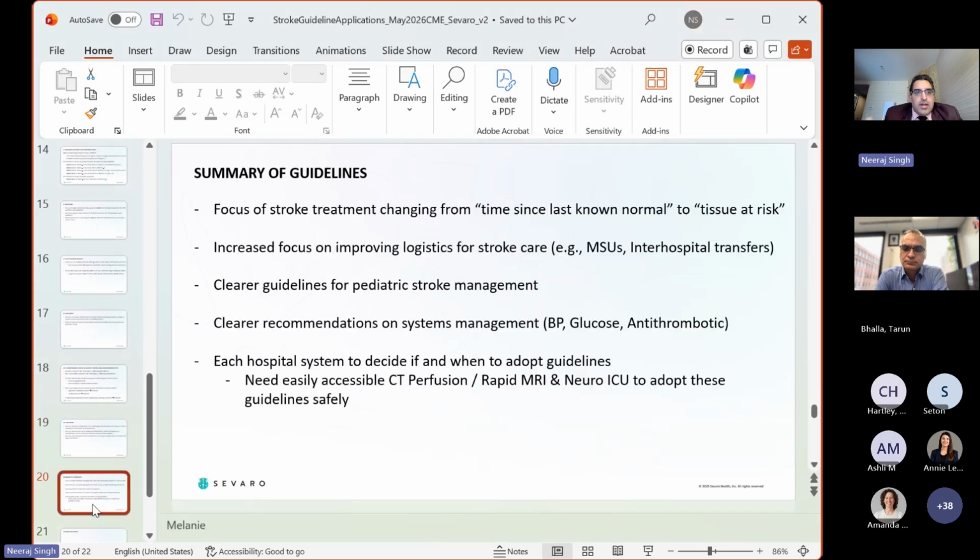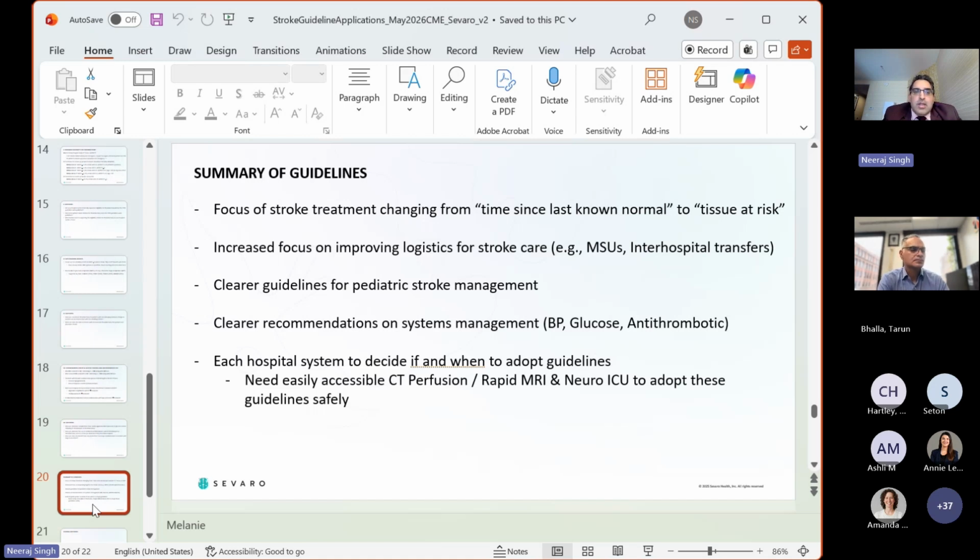So I want to just summarize for everyone that with these new 2026 guidelines, the focus of stroke treatment essentially changes from a strict time since last known normal to just evaluating the tissue at risk, using both the exam, but especially imaging such as perfusion imaging, to help identify how much tissue is at risk and how much is salvageable. There's been an increased focus on improving logistics for stroke care, so those stroke systems of care, inter-hospital transfers, and presence of mobile stroke units. There are clear guidelines for pediatric stroke management and clear recommendations on other related systems management like blood pressure, glucose, and in this case, the lack of evidence for other antithrombotic use.